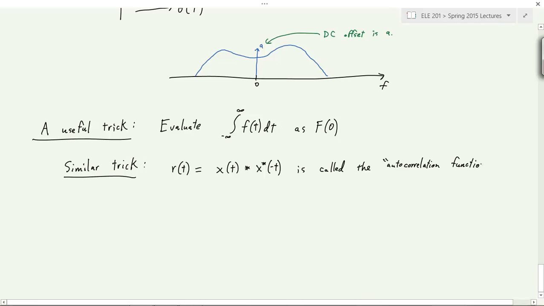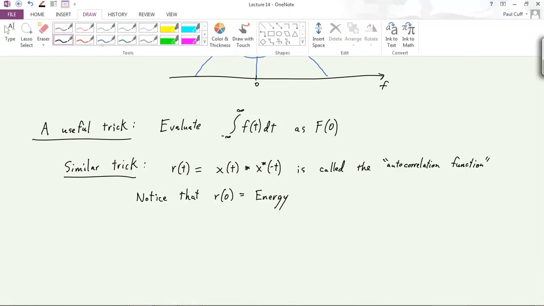And notice something interesting. If you evaluate the autocorrelation at time t equals 0, then that is going to equal, in fact, the energy of the signal. And I'll just show you why that's true. It's just very similar to what we saw above.